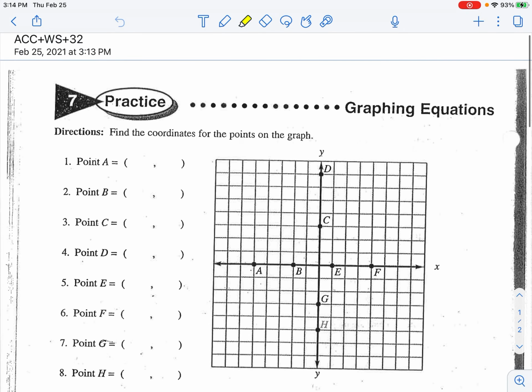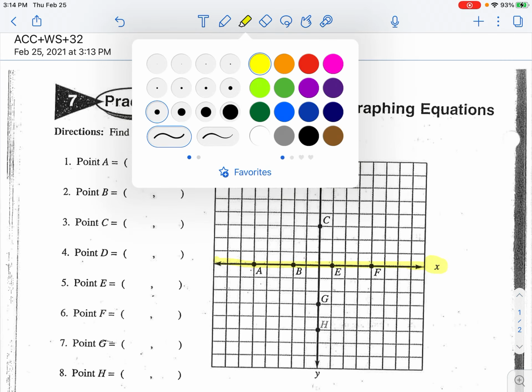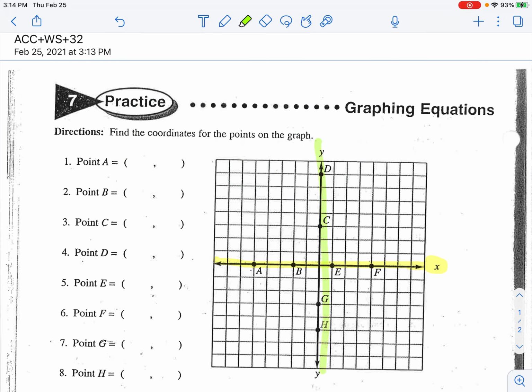So first thing we need to realize is that the coordinate plane is made of 4 quadrants. And those quadrants are created by the x-axis, which is your horizontal, and the y-axis, which is your vertical. When you are writing ordered pairs, the first coordinate that you write is always the x value, and the second value is the y. So it always goes x, y, x, y, x, y, and so on.